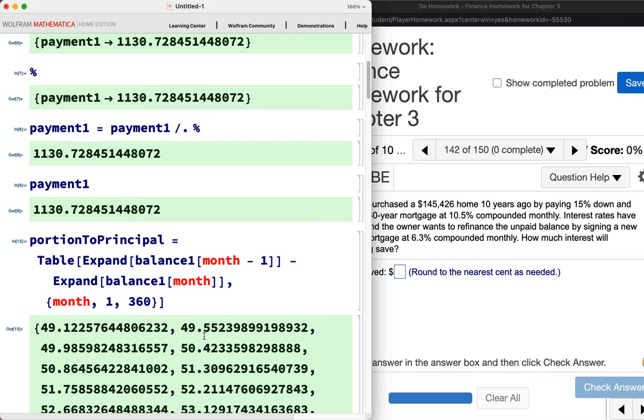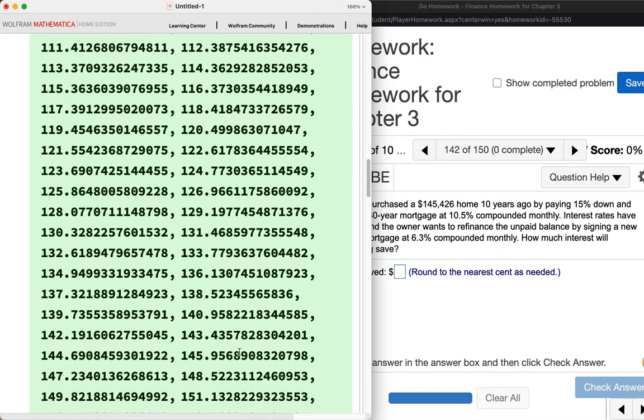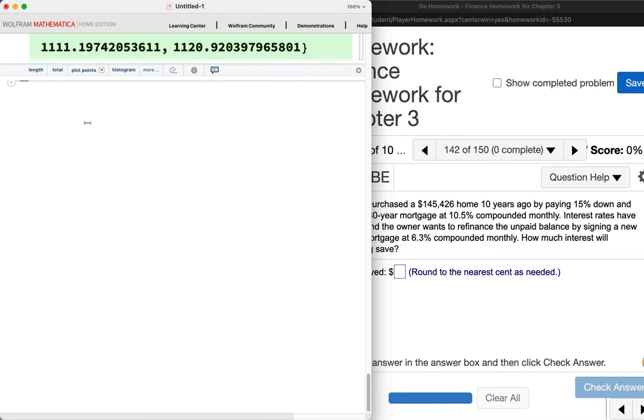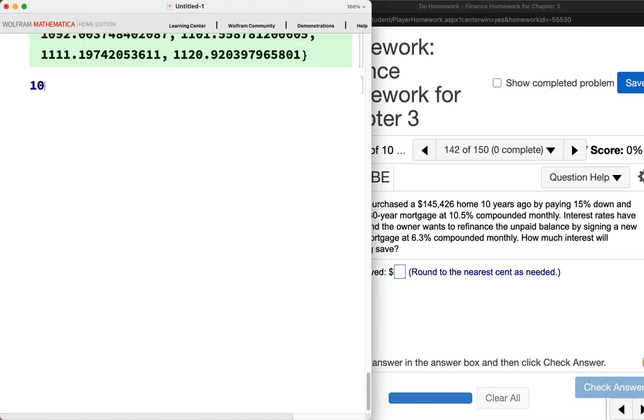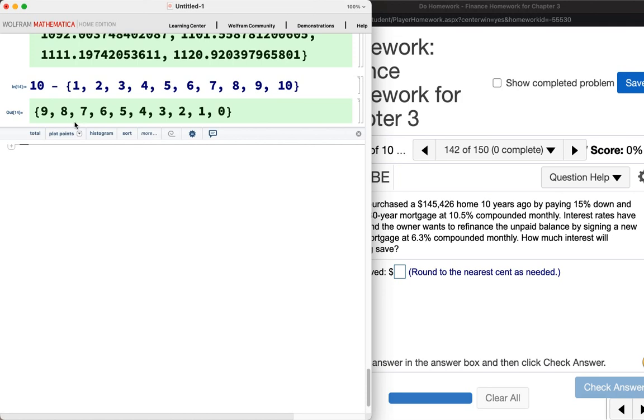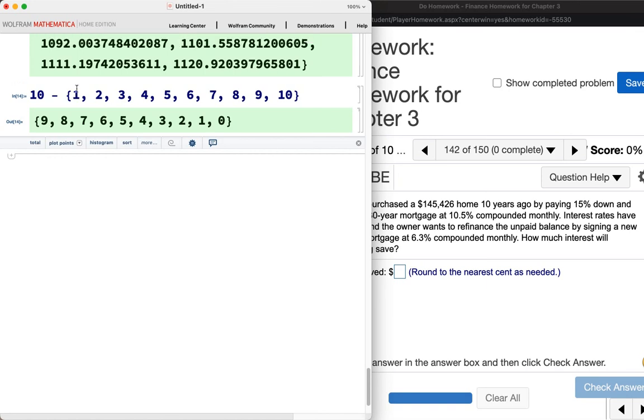So to figure out the portion to interest, that's really easy. We simply take the payment of $1,130.73 and subtract from that payment each portion to principal. So that's going to be easy to do. And we can do that using Mathematica's list operations. For example, 10 minus {1, 2, 3, 4, 5, 6, 7, 8, 9, 10}. You can see 10 minus 1 is 9, and 10 minus 2 is 8, and 10 minus 3 is 7, and 10 minus 4 is 6. So every number in the list gets subtracted from 10, and then you have a new list. Okay, so that's very easy.